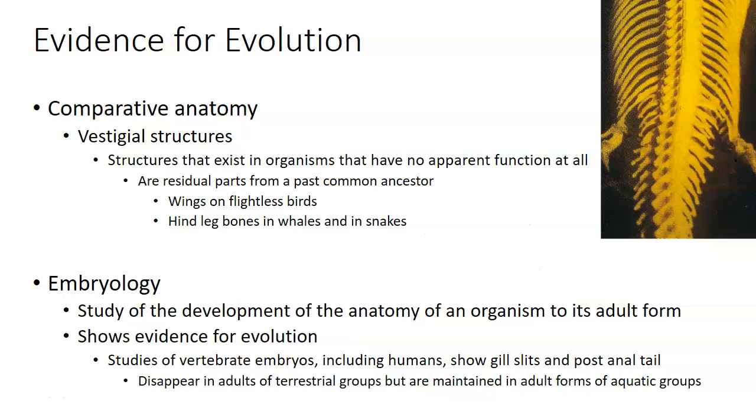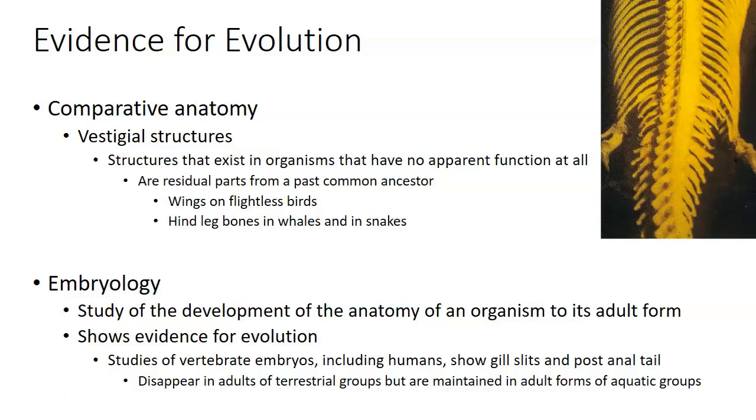Okay, what else can we find with comparative anatomy? This is really neat. We can find vestigial structures. So what is a vestigial structure? This is going to be a structure, whether it's an organ or a bone, that exists in an organism that doesn't have any apparent function in that particular species.